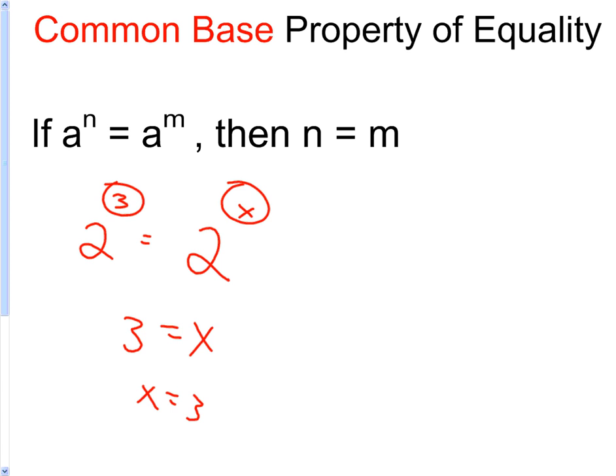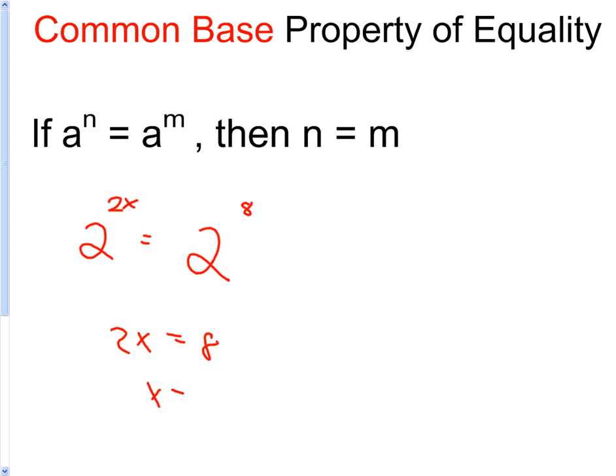All right. So then, what if it looked like this instead? 2x and 8. 2x has to equal 8, so x has to equal 4. Get what I'm saying here? So if you can get these bases the same, then these problems are easy. The hard part is getting the bases the same.